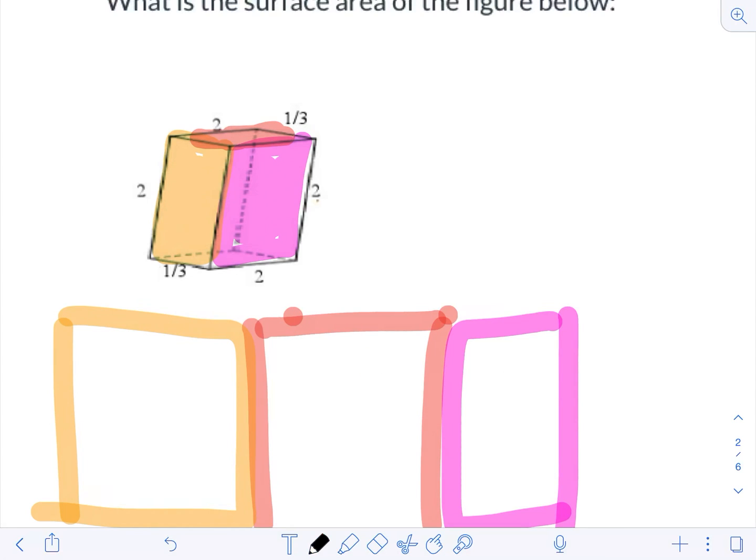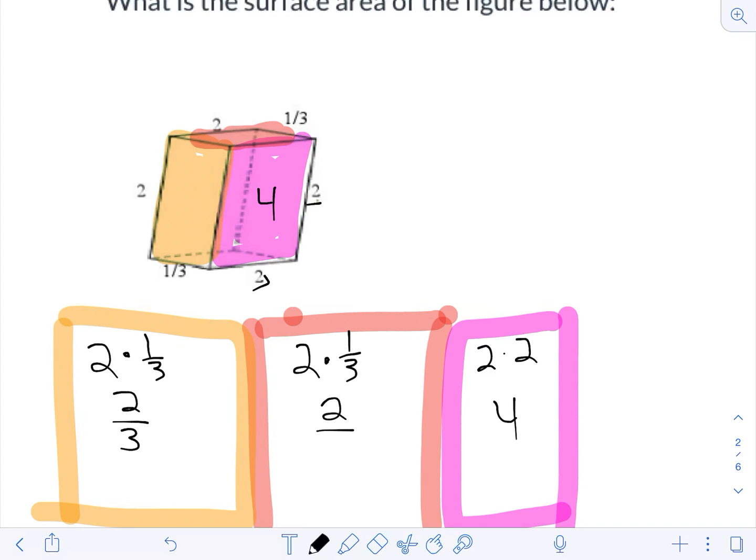So let's do the pink first, because that is just a 2 and a 2, which is 4. Perfect. Then we have 2 and a third. So that's 2 times 1/3, which is 2/3. Cool with that? Okay, let's look at the red one. Oh, that's another 2 times a third. We lucked out on that one. So let's add them up. We have the 2/3 from the orange, plus the 2/3 from the red, plus the 4 from the pink.